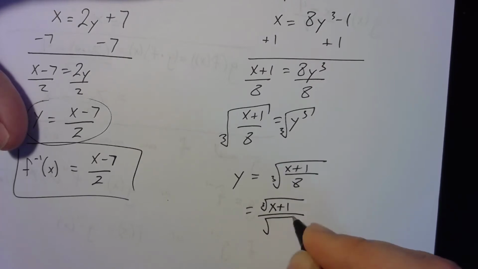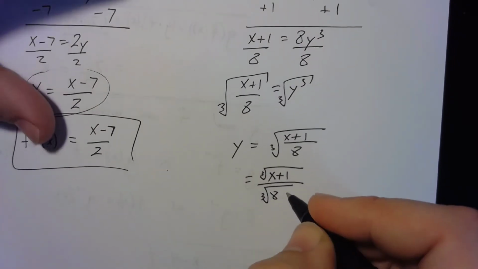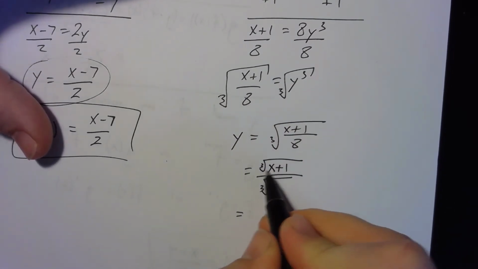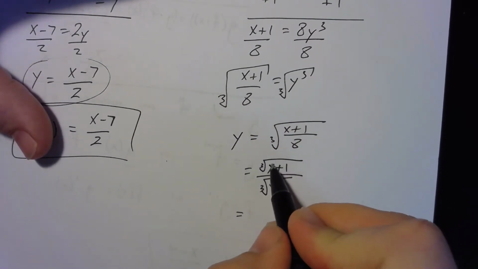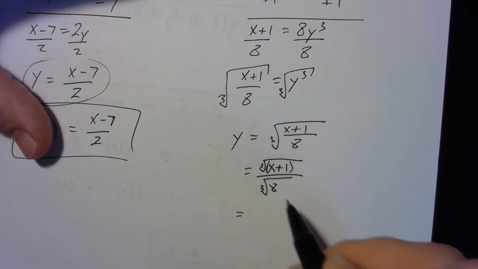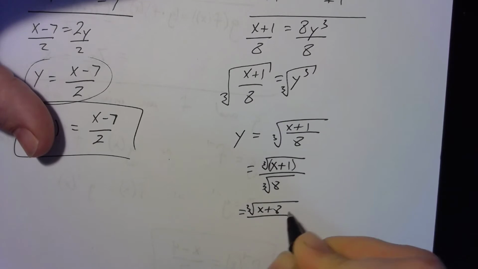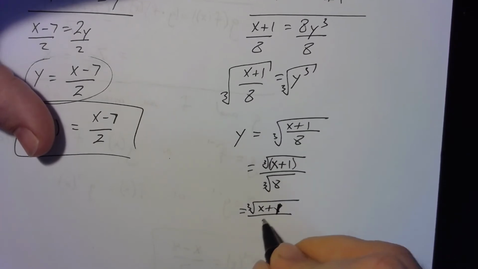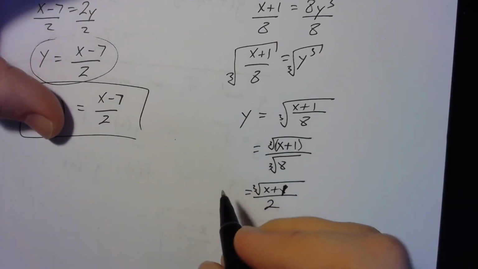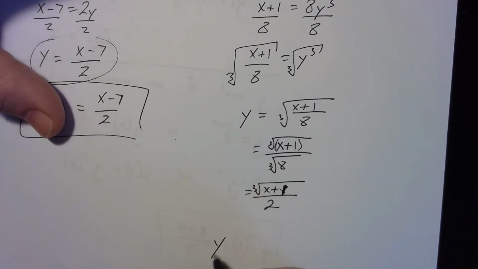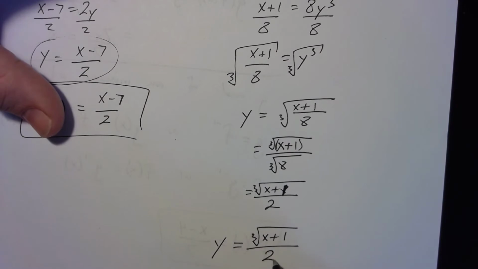Now, given that a cube root behaves like a power, I am allowed to distribute that power over division or multiplication. In doing so, I can simplify this thing a little bit further. So the cube root of x plus 1 cannot be simplified because there is no perfect cube of x plus 1. So that's going to stay as it is. However, the cube root of 8 is actually just 2. So you'll notice here that y equals the cube root of x plus 1 divided by 2.